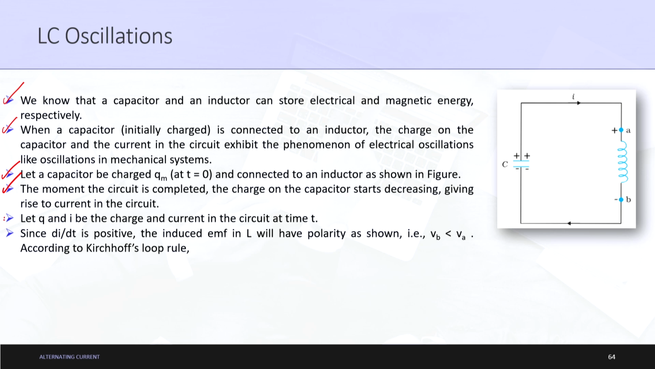The moment the circuit is completed, the charge on the capacitor starts decreasing, giving rise to current in the circuit. Now, let Q and I be the charge and the current in the circuit at time t. Please remember, initially the charge Qm was there and at some time t the value of charge was Q and current is I. Okay. Since dI by dt is positive, the induced EMF in L will have the polarity as shown, that is Vb is less than Va, and so according to Kirchhoff's loop rule. Now I have to explain using writing, but understand this very carefully. A positive charge is explained here, so a positive polarity will be here and a negative polarity will be here.